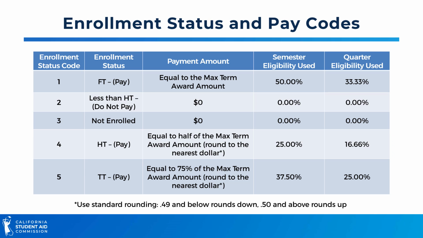Enrollment status codes 2 and 3 result in $0 awards and 0% lifetime eligibility used. An enrollment status code of 4 indicates the student was enrolled half-time, and 5 should be used for students enrolled three-quarter time. All less than full-time payments are rounded to the nearest whole dollar using standard rounding.